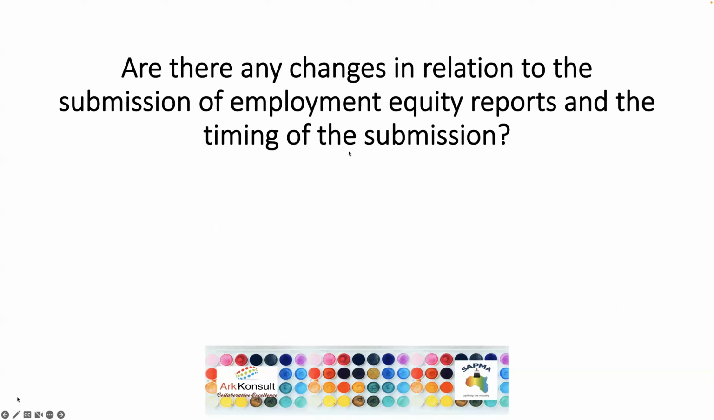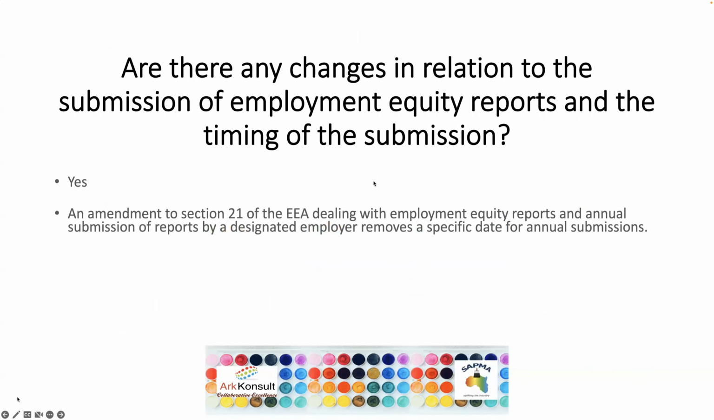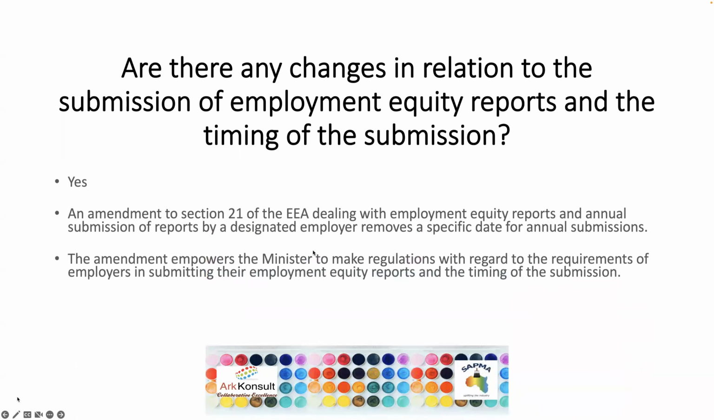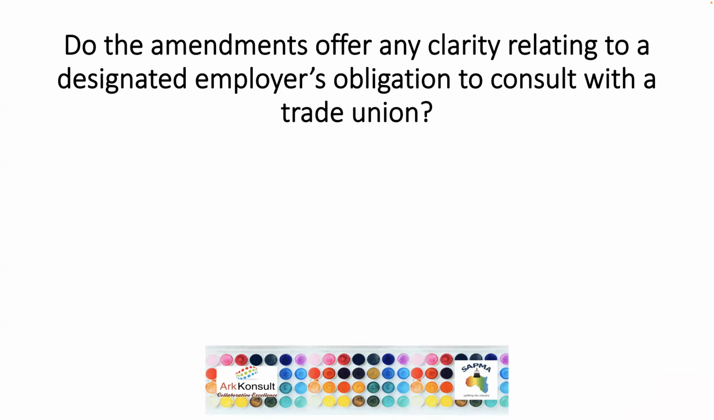So, changes in relation to submission of employment equity reports and the timing of submissions. Well, an amendment to Section 21 of the Act deals with employment equity reports and annual submissions of reports by a designated employer, and it removes a specific date for annual submissions. The amendment empowers the minister to make regulations with regard to the requirements of employers in submitting their employment equity reports and the timing of submission. So you're likely to see that for each of those 25 engaged sectors, the submission dates might be different.